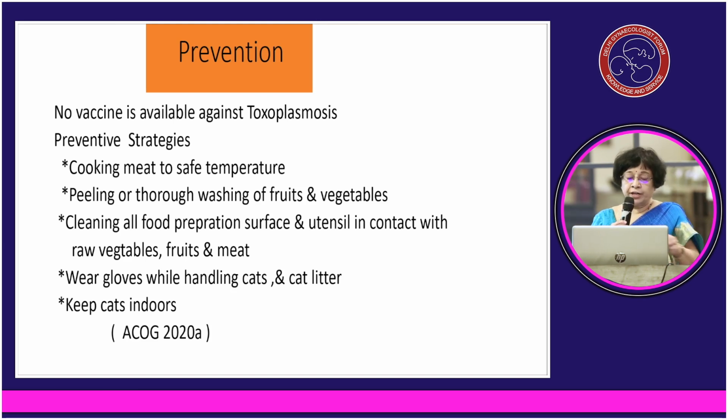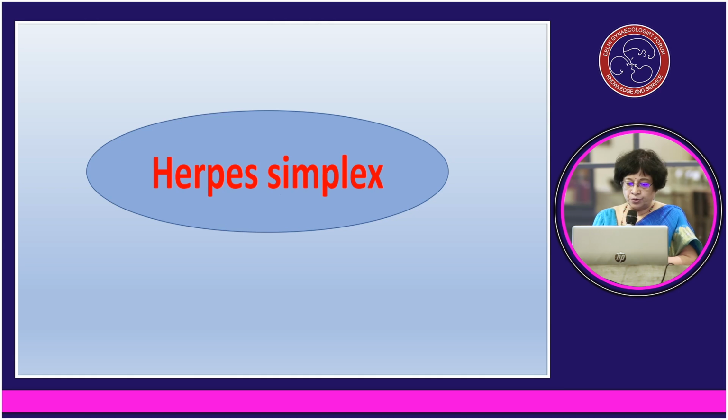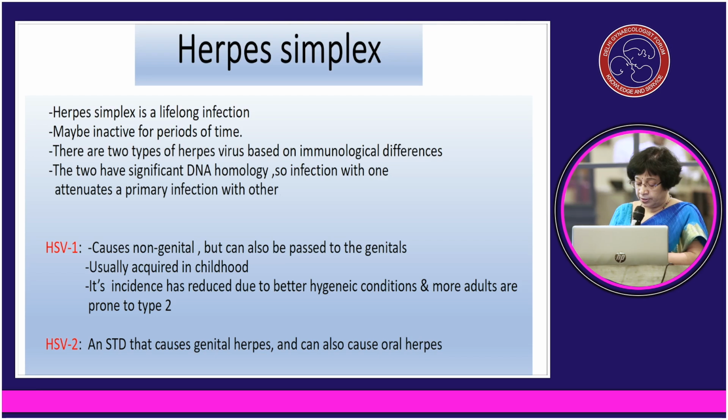So for prevention, no vaccine is available. Preventive strategies would be cooking meat to a safe temperature, peeling or thoroughly washing fruits and vegetables, cleaning all food preparation surfaces and utensils in contact with raw meat, fruits and vegetables, wearing gloves while handling cat litter, and keeping cats indoors.